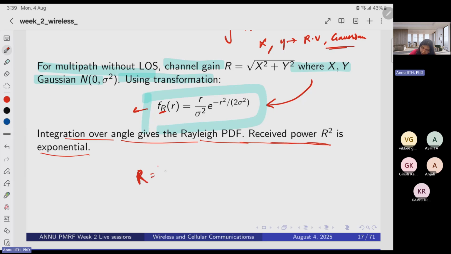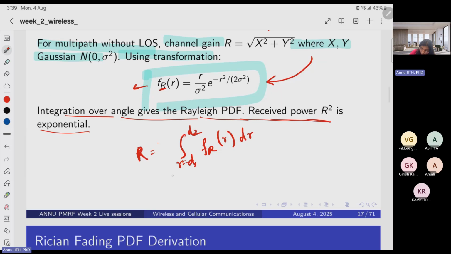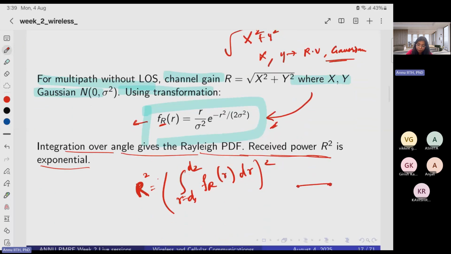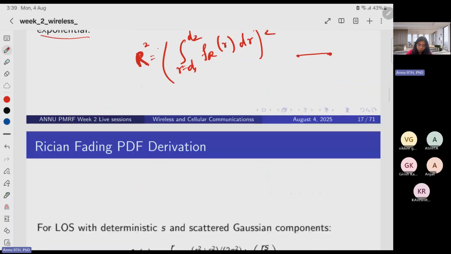If you want to get the received power from, suppose, one range to another range, r equals d1 to d2, we have to do the integration over dr, and this is the received power. If you want r square, then you have to integrate r square over that range. Then using this PDF, you can easily get the received power when the fading is Rayleigh fading. The beauty of this is that in Rayleigh fading you have no line of sight.